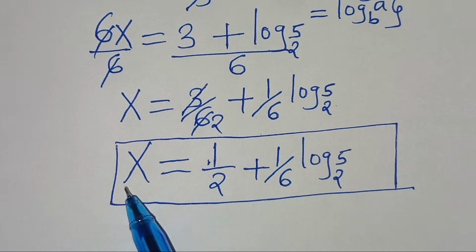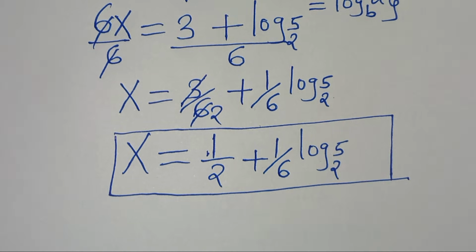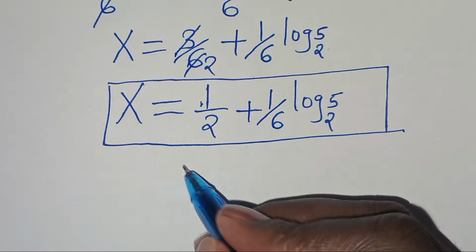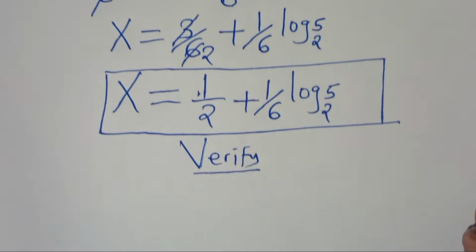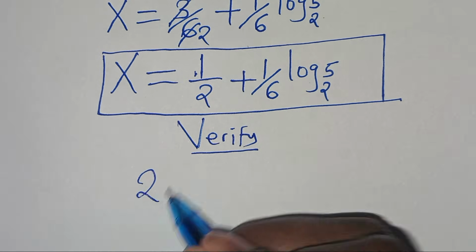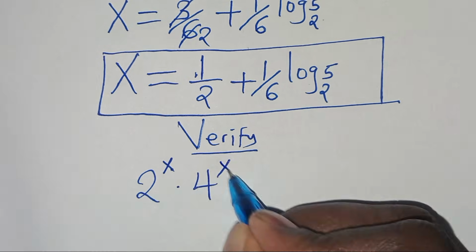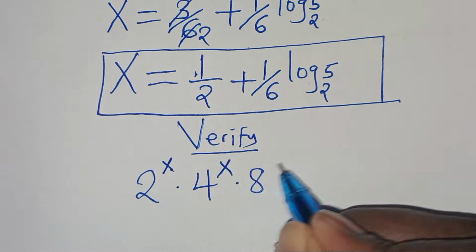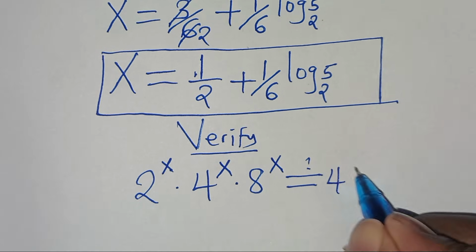The next step is to verify that this value of x here satisfies the equation by following these steps. So let's verify from here. If you recall, we have 2 to the power of x multiplied by 4 to the power of x multiplied by 8 to the power of x. This should give us a value of 40.